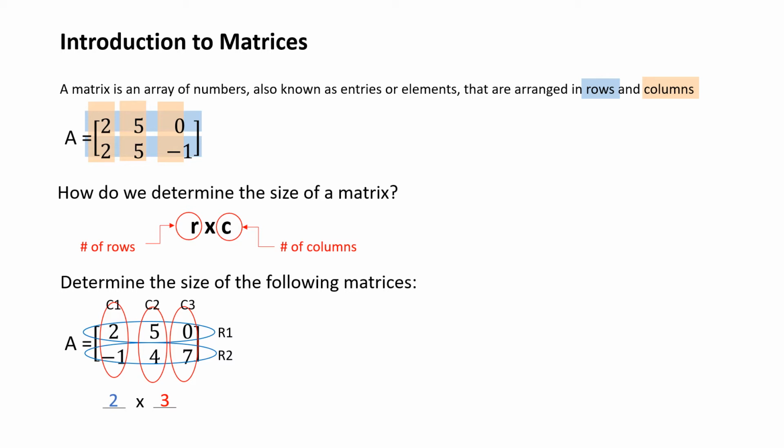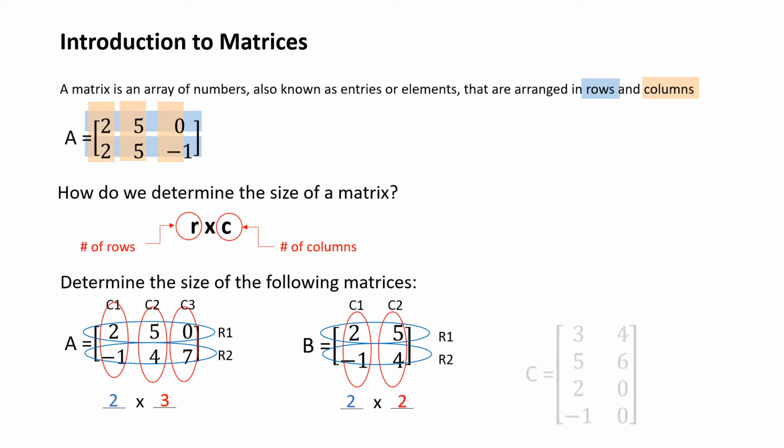Let's look at another example. Matrix B consists of 2 rows, so R is equal to 2. And it consists of 2 columns, so C is equal to 2. Matrix B is a 2 by 2 matrix.